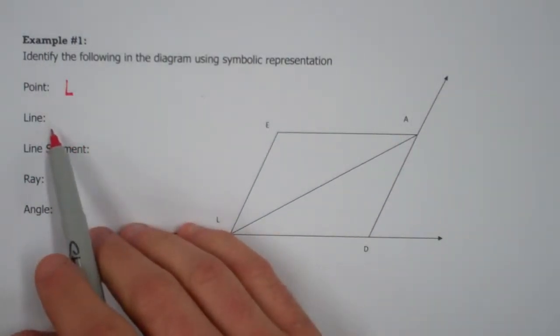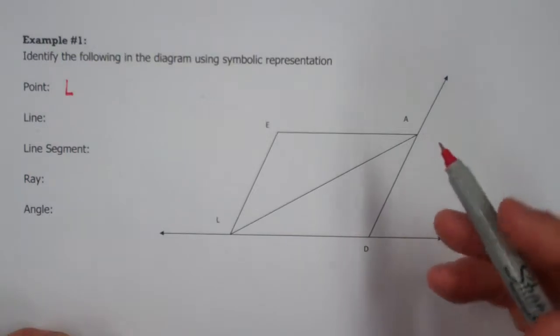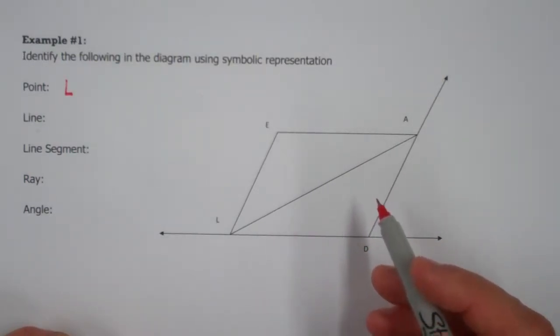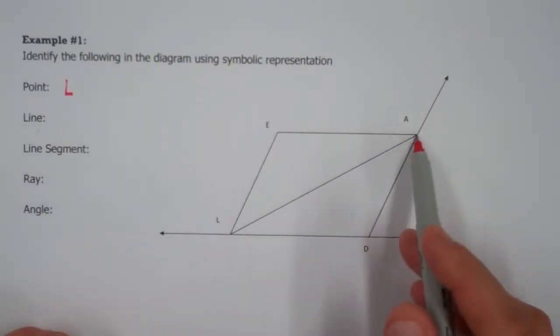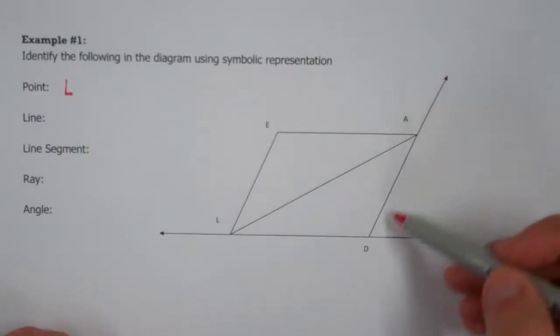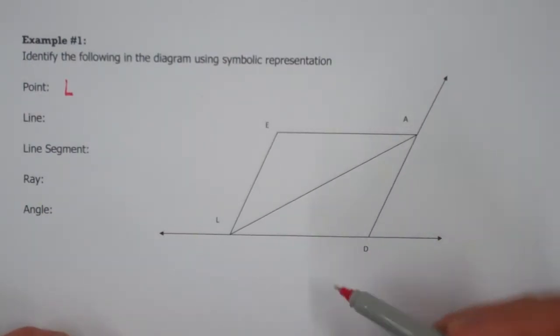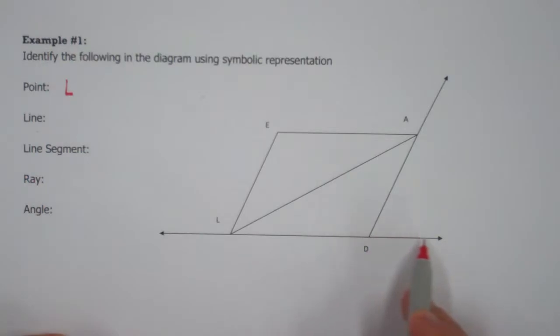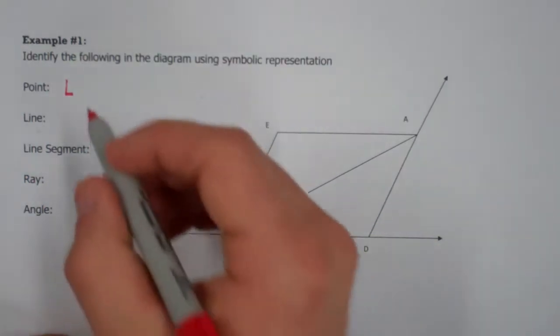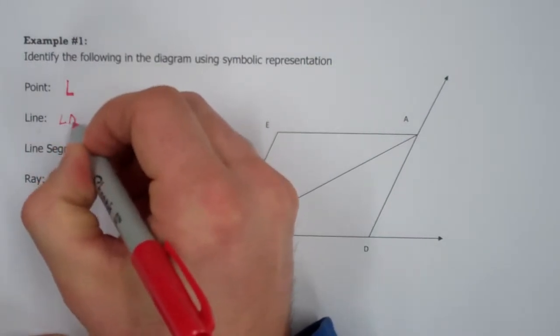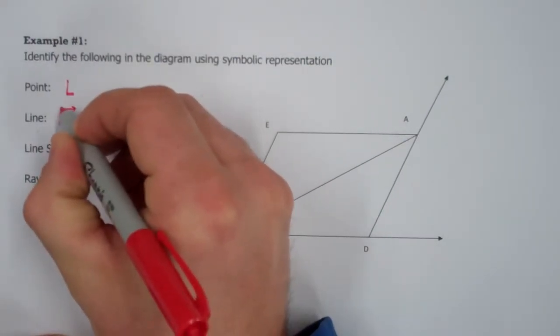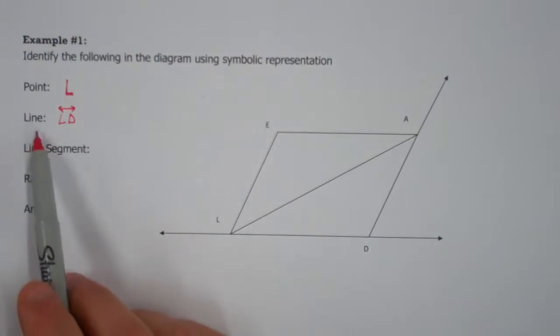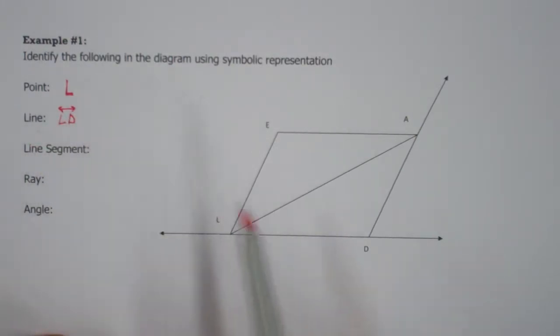A line, remember a line continues in either direction to infinity, so this would be a line segment. This doesn't continue in this direction to infinity, so the only line we have in this diagram is this one right here. To name a line, we can just name 2 points on the line in any order, and then we want to write the little line symbol over the top. Make sure if it's a line that you include the arrowheads on each side.